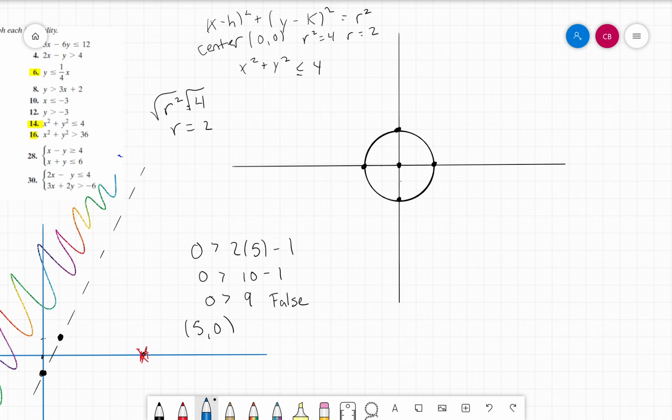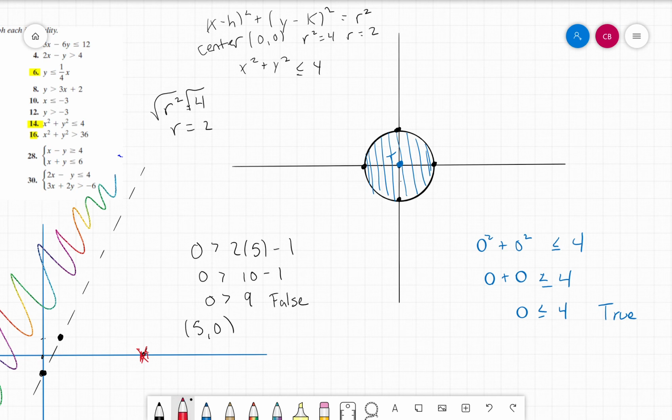Okay, so now we're going to pick a test point. Let's pick 0, 0. We just have to pick a point that's not on the outside edge of the circle. So we pick 0, 0. We have 0 squared plus 0 squared is less than or equal to 4, which is 0 plus 0 is less than or equal to 4, which is 0 is less than or equal to 4, which is true. So since 0, 0 is a true solution to this, we know that everything inside of the circle should be shaded, and anything on the outside is left blank.